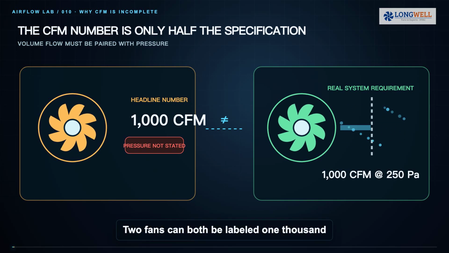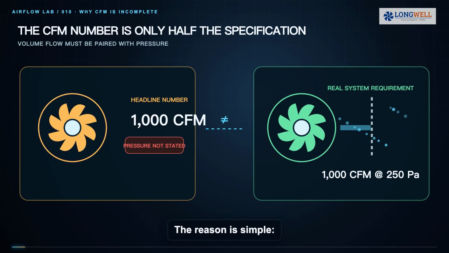Two fans can both be labeled 1000 CFM, yet only one may deliver the airflow your system needs. The reason is simple: CFM measures volume per minute, but it does not describe the resistance the fan must overcome.